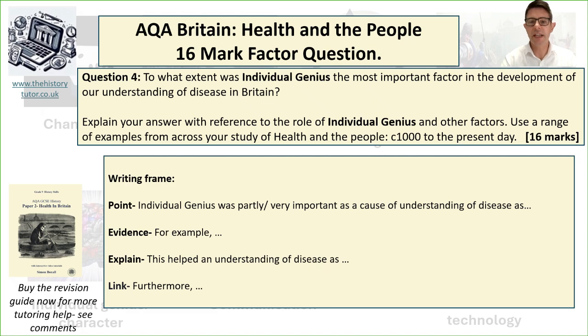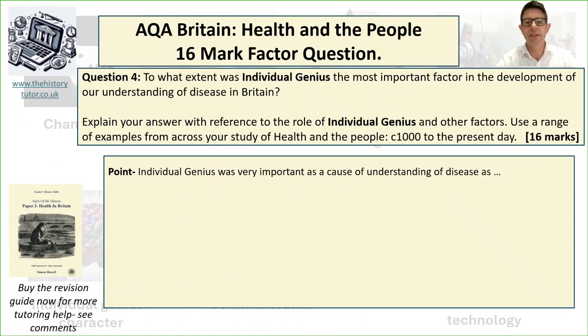So let's go through this together then, shall we? So find this in a revision guide and write your first sentence. So individual genius was very important to the cause of understanding disease as or because, and set out your reason. If you've chosen to say it's only partly important, good luck with that argument, but you can go for that if you like, but I'd be suggesting it's probably very important, really. Okay, so go for it with an opening reason.